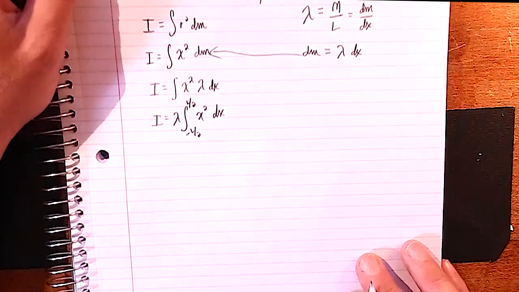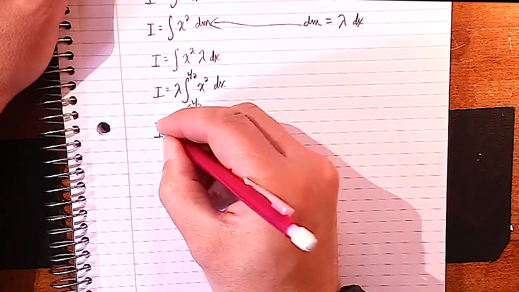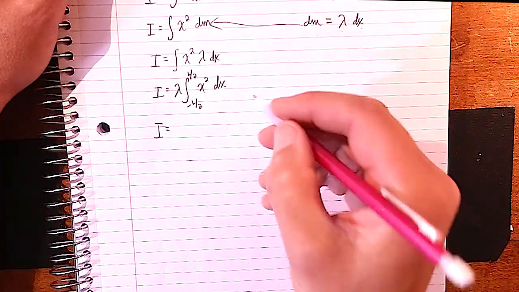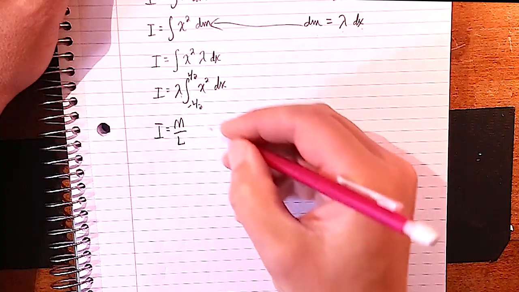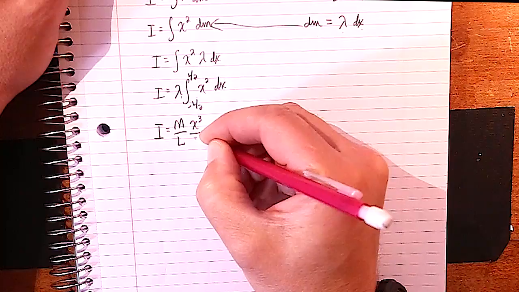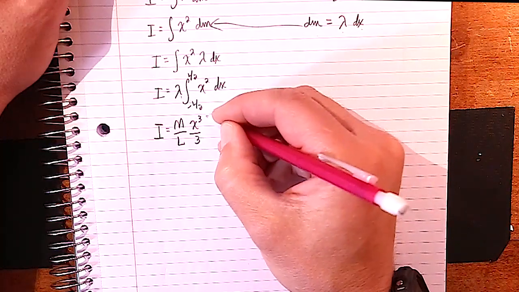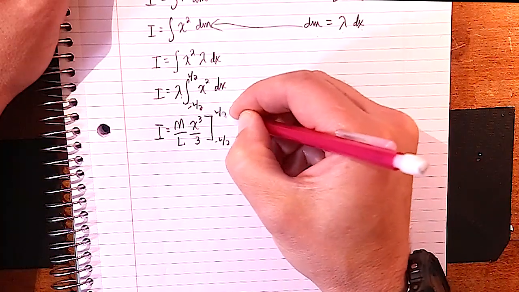So we perform our integral, add 1, divide by the new exponent. So that ends up becoming, and I'm going to do 2 steps in one here, I'm going to sub in m over L, because we know that's uniform density. And then we have x cubed over 3. And we're going to do that from negative L over 2 to positive L over 2.